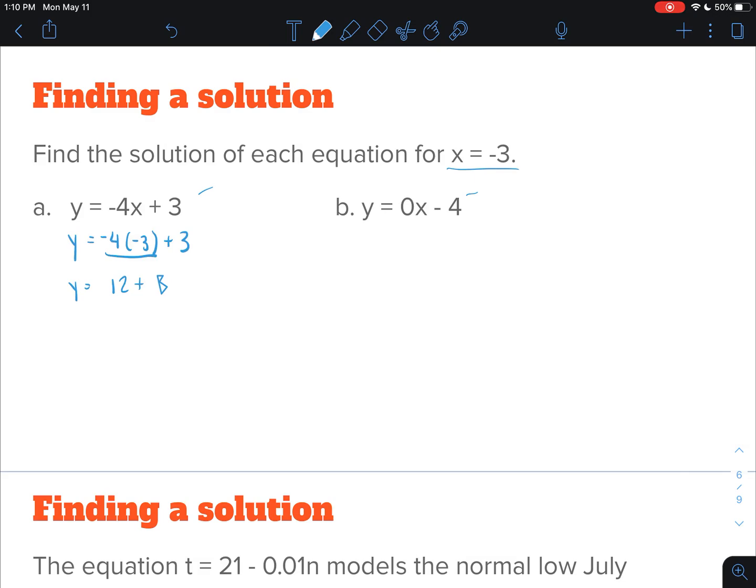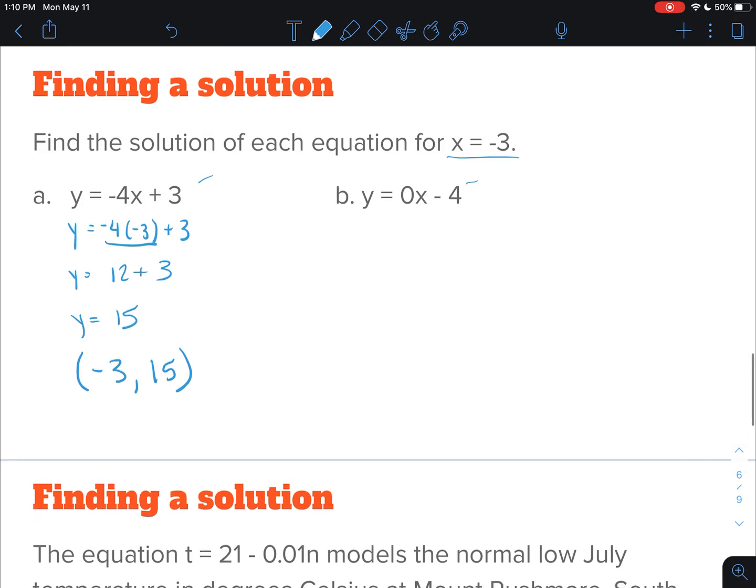-4 times -3 is a positive 12. Oh, why did that just make it B? Oh, that's weird. Okay, so plus 3. So y equals 15. So the solution to this equation when x is -3 would be (-3, 15).